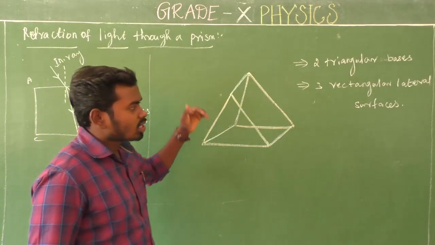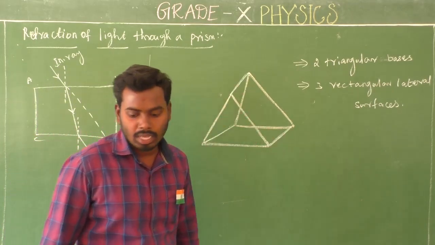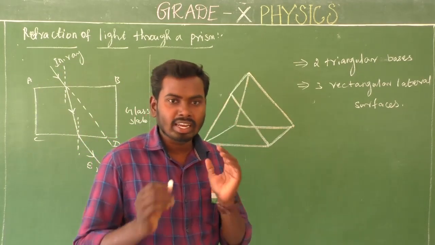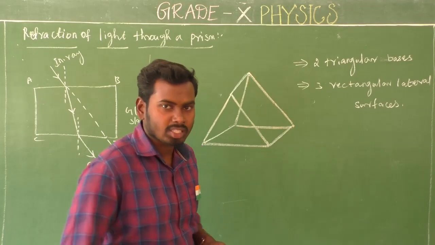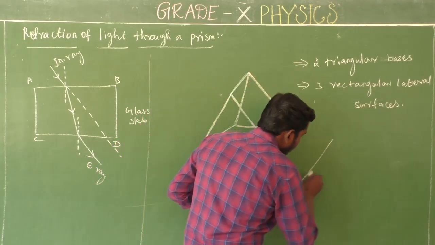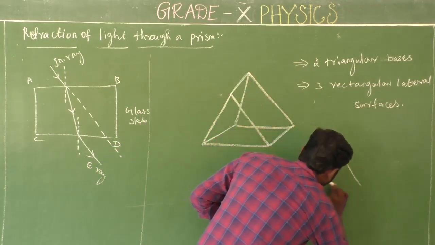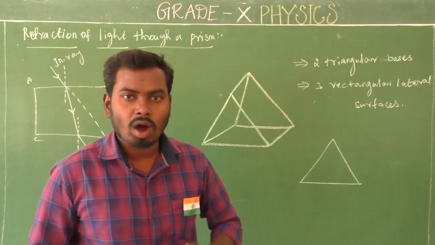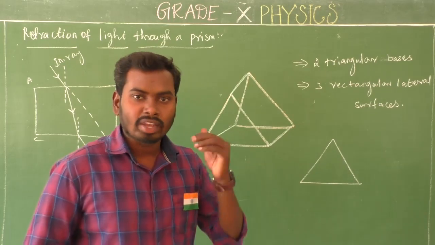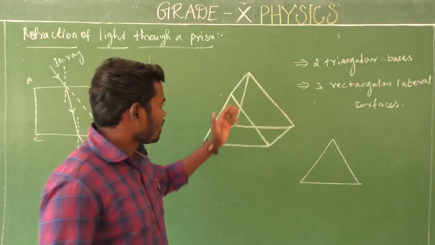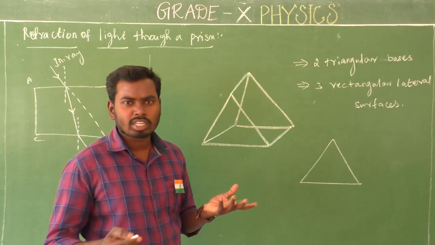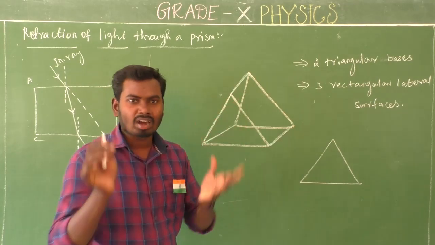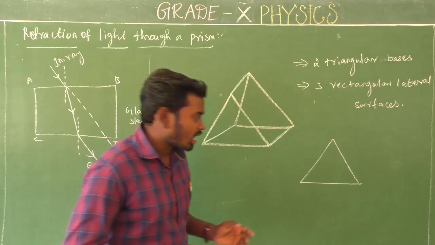Actually, this is the actual diagram of the glass prism, but for the sake of convenience in ray diagrams, in most cases we will take this as the glass prism. Is it clear? The glass prism is three-dimensional, so we cannot draw it clearly. Yes, that is the reason why.